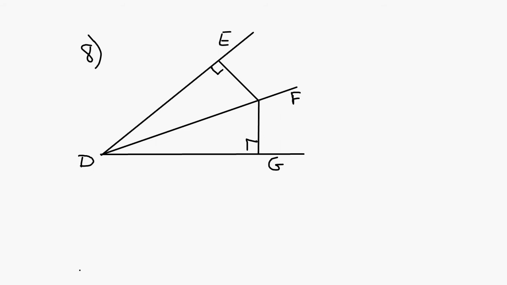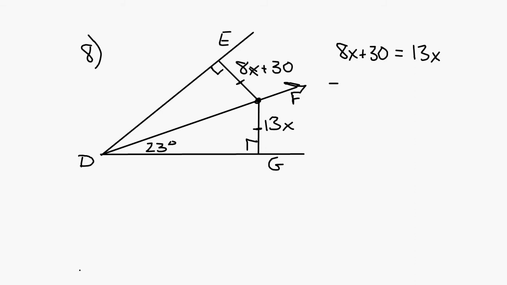This is 23. This is 13x. And this is 8x plus 30. Find the value of x. Okay, if DF is an angle bisector, any point on an angle bisector is equal distance to the sides of the angle. So this piece is congruent to this piece. That means that 8x plus 30 is equal to 13x.